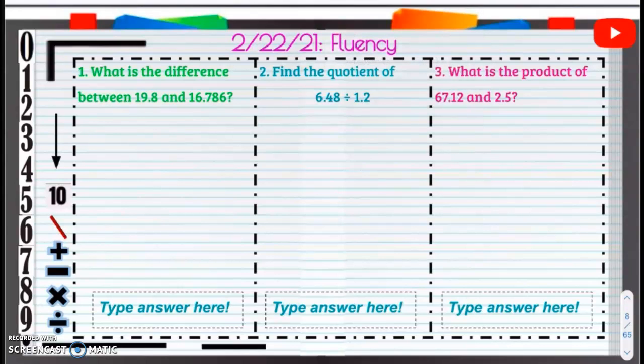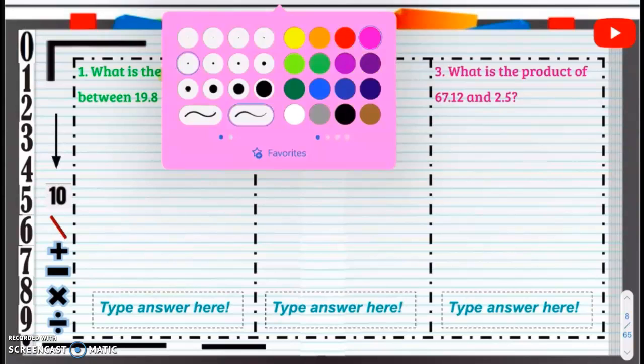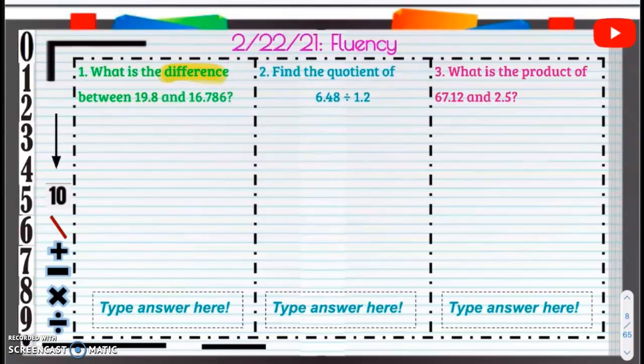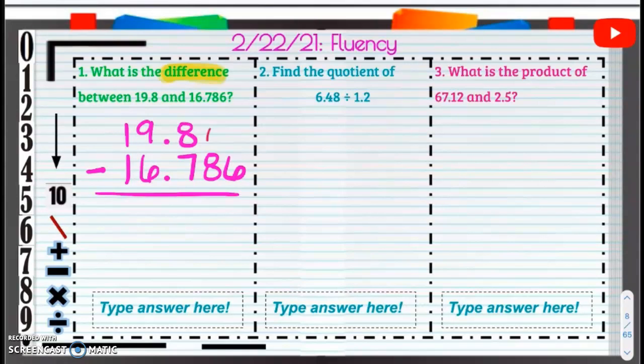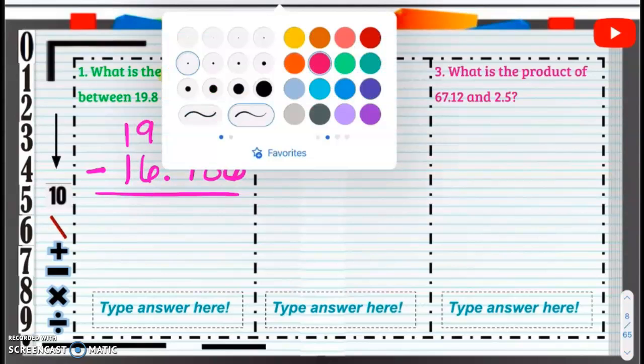All right, our fluency. What is the difference? Difference between these two numbers. Difference means we are subtracting. And when we're subtracting, we have to line up our decimals. So I have 19 and 8/10 minus 16 and 786 thousandths. Yes, we can put our placeholder zeros here. And now we can begin to subtract.